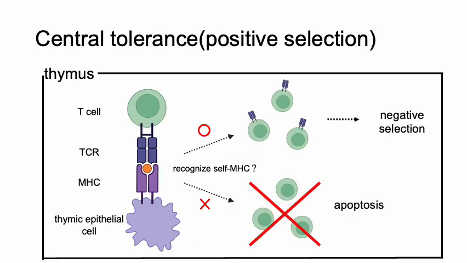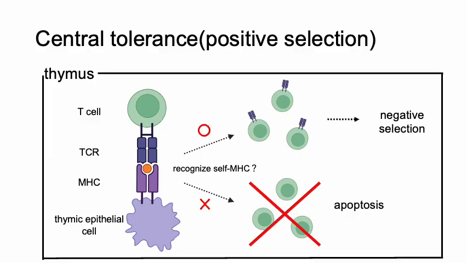Now let's look at the mechanism. How do T cells learn to distinguish self from non-self? This happens through two main stages. The first stage is central tolerance. This takes place in the thymus.